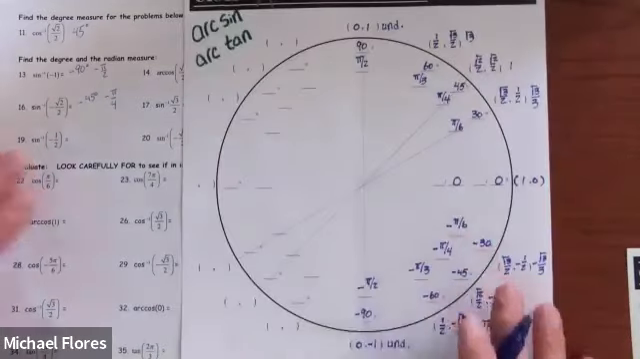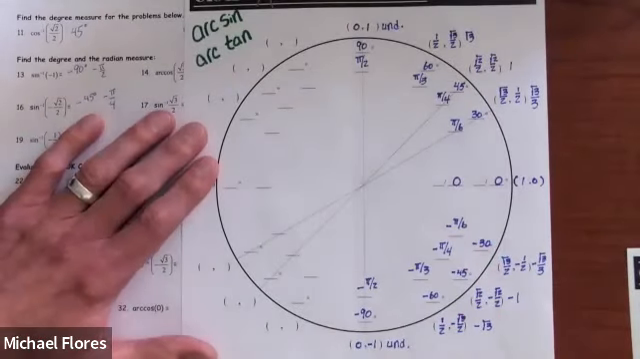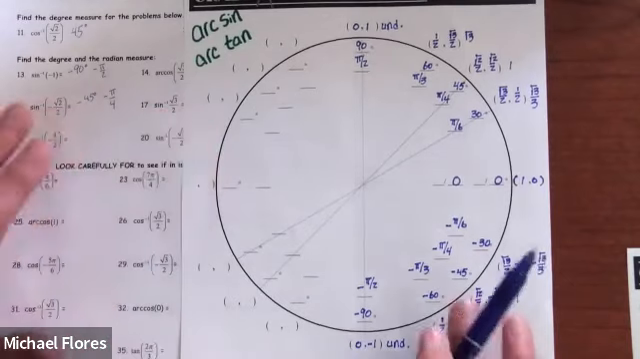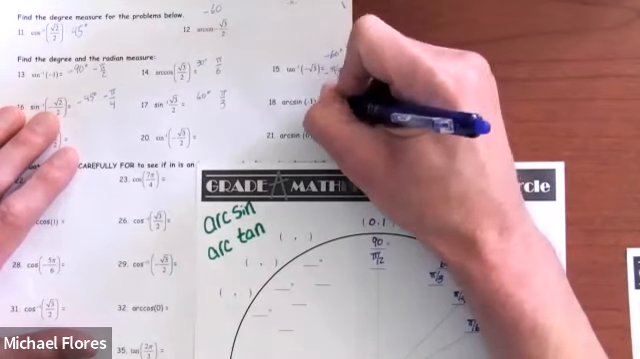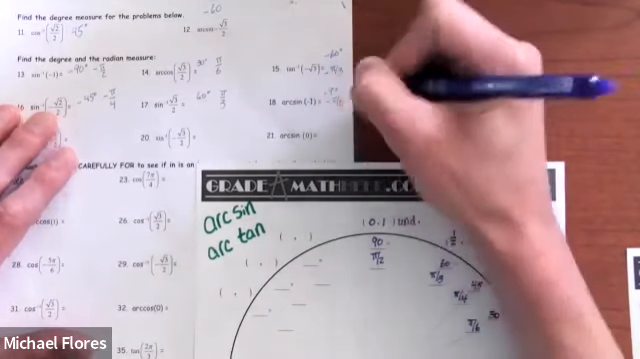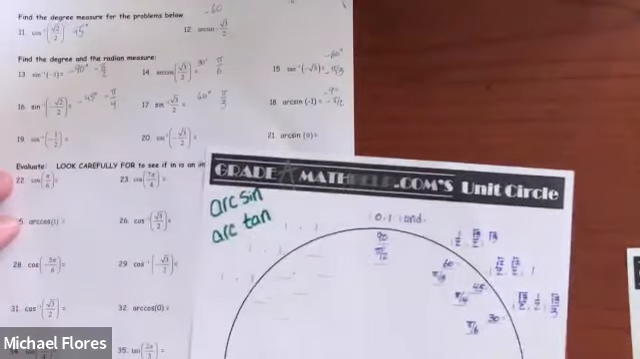Arc sine of negative 1. Still using the arc sine cheat sheet. Right here. That's the sine value at negative 1. So that is negative 90 degrees or negative pi over 2 radians.